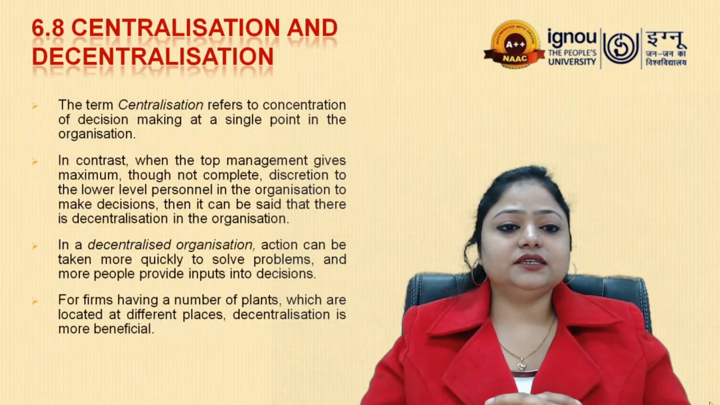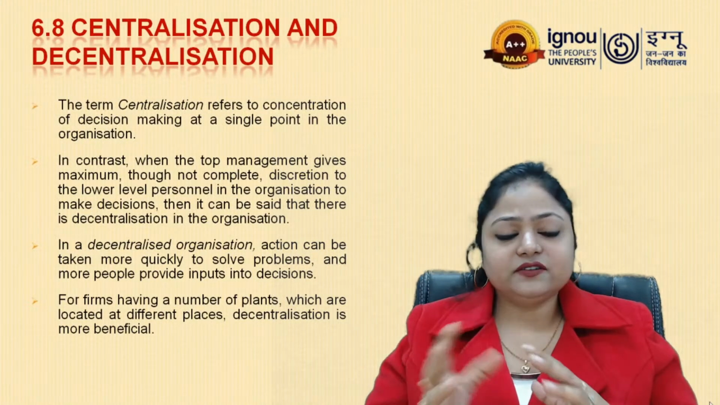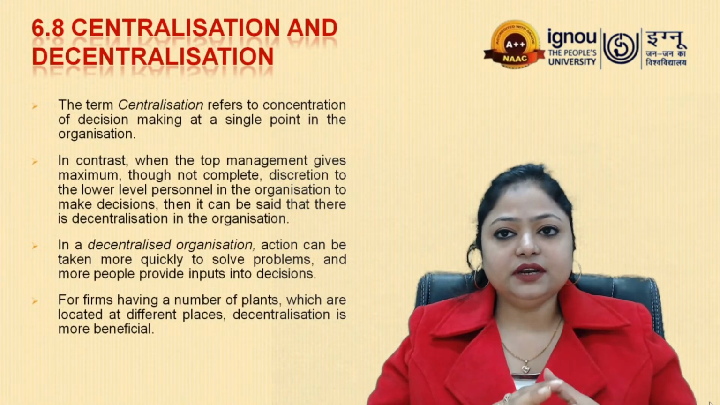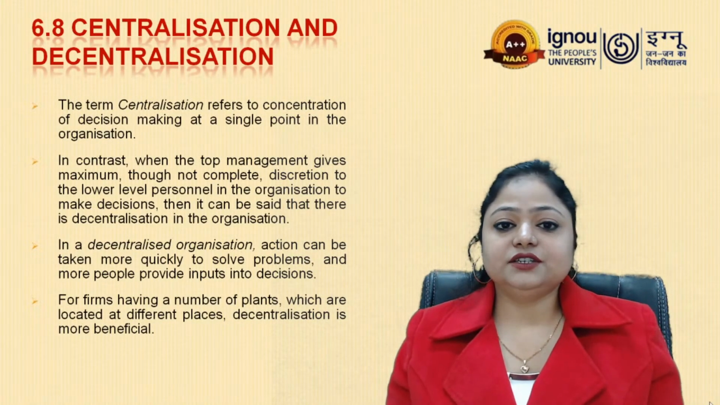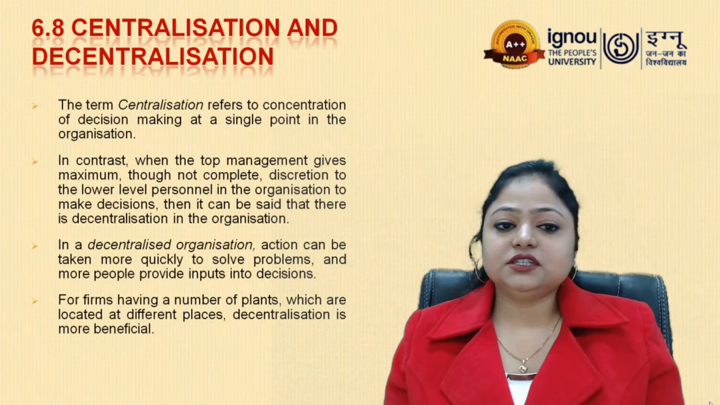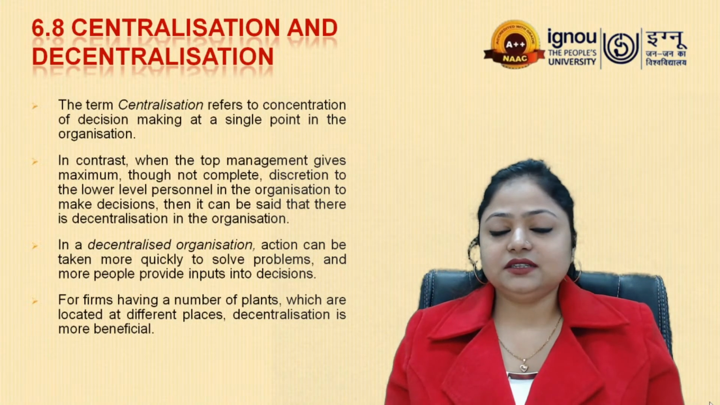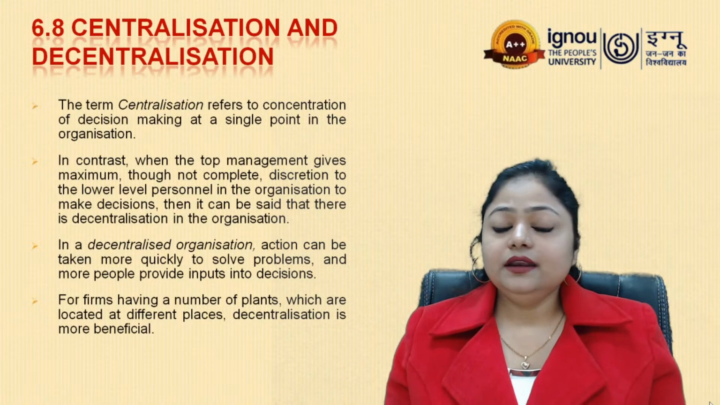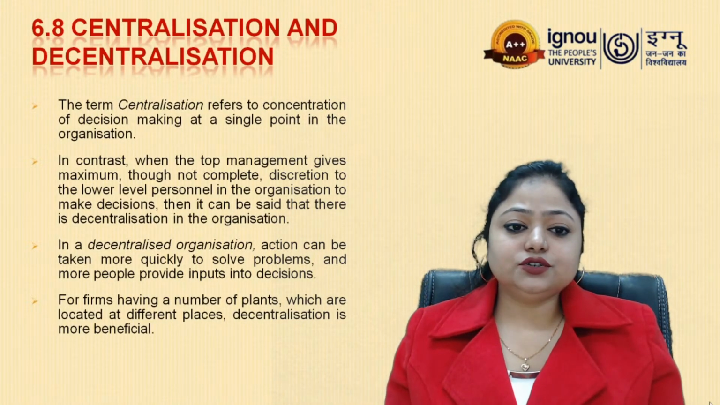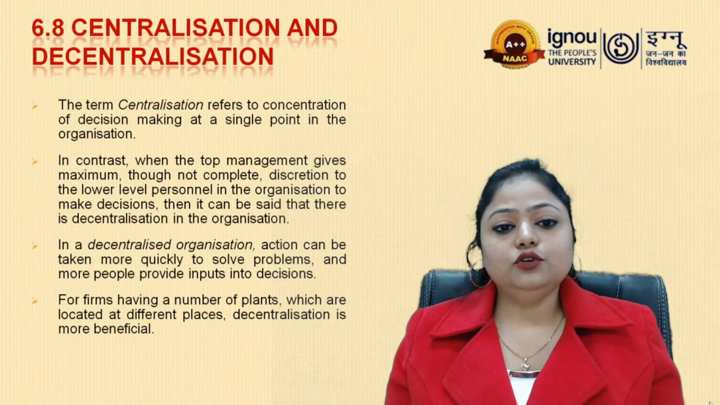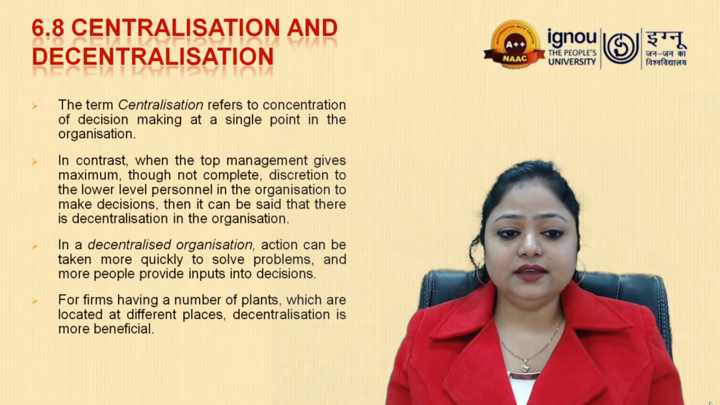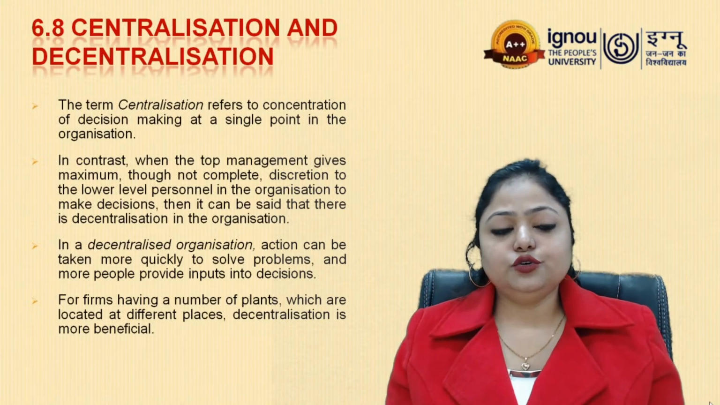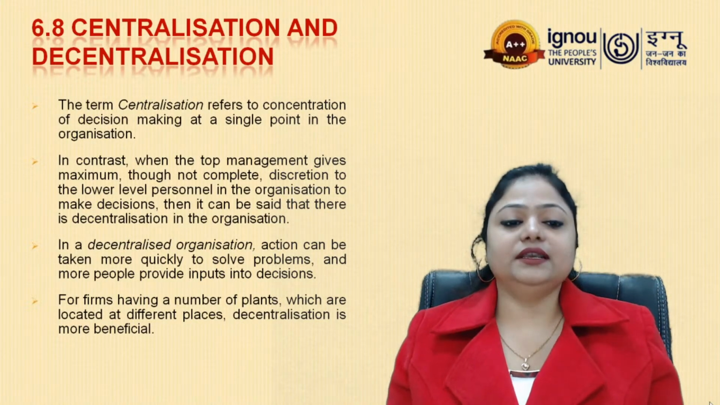Then there are the terms centralization and decentralization. These terms are very much pertinent when it comes to organizational structure. Centralization refers to the concentration of the decision-making power at a single point in the entire organization. In contrast, when the organization's top management gives maximum, though not complete, discretion to lower-level personnel to make decisions at their level, that can be said to be a decentralized organization.